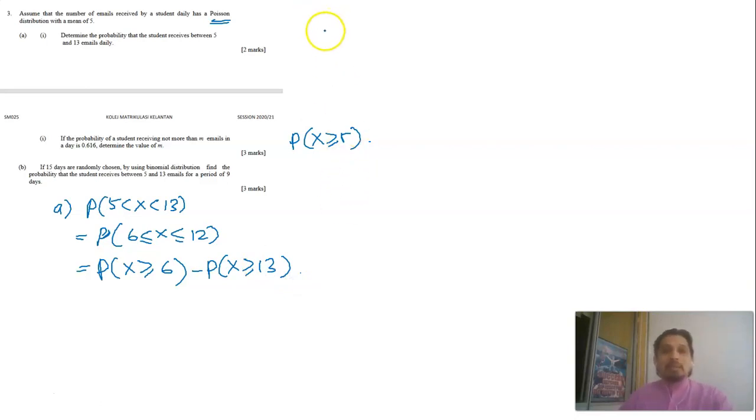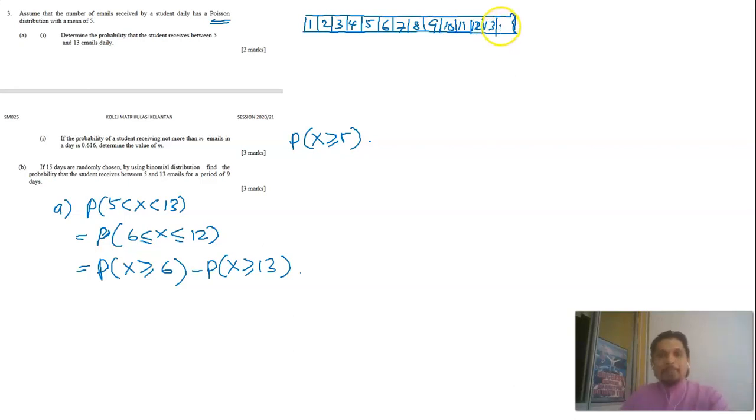Okay, why I'm using this? In my class, I always use something like this. Just imagine that I use this block or this rod here: 1, 2, 3, 4, 5, 6, 7, 8, 9, 10, 11, 12, 13, 14, for example. So X, we call greater than 5. Greater than 5 is not equal to 5, so begin with 6, until here, which is less than 13, does not include 13, so before 13 is 12 here. So this is the value that you want here.